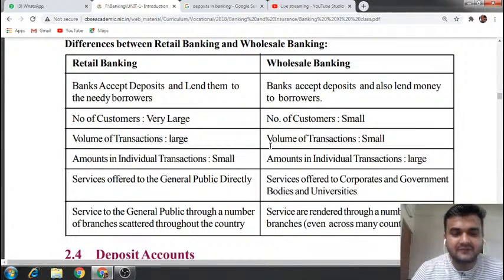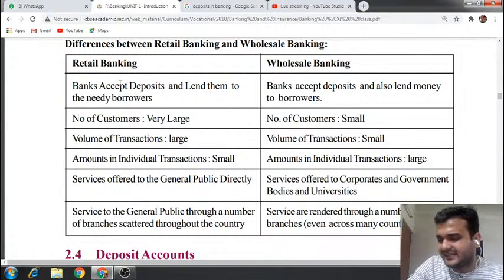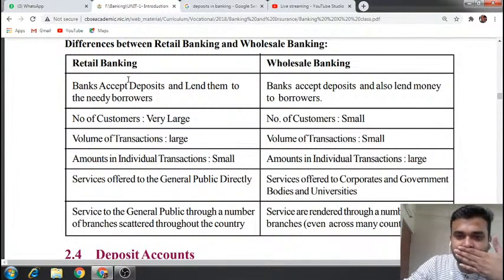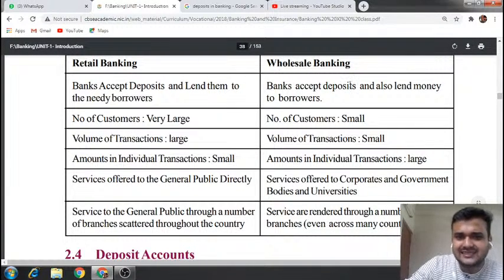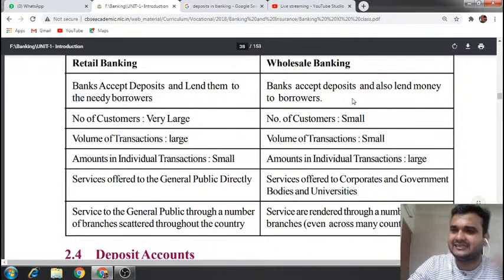And in retail banking, we have to see what are the different types of account facilities available. But before that, let's see a quick view of the difference between retail banking and wholesale banking. In retail banking, the bank accepts deposits and lends them to needy borrowers. You are depositing money, a general relationship is being maintained, and the bank is giving loans to the general public. In wholesale banking, the bank also accepts deposits and lends money to borrowers. So in this case, both are the same: accepting deposits and lending money.